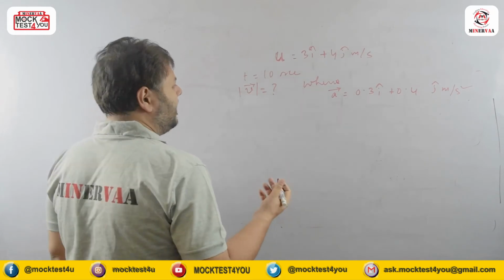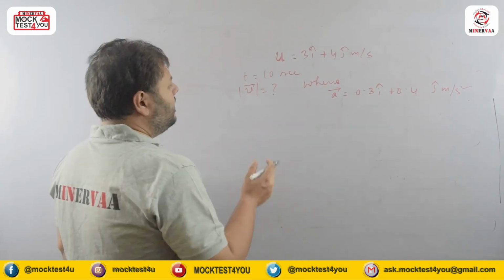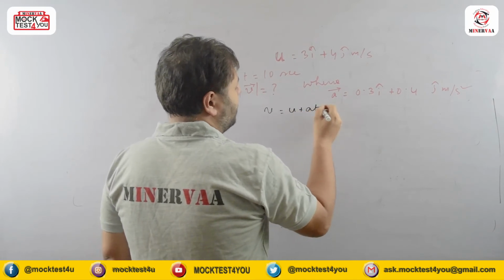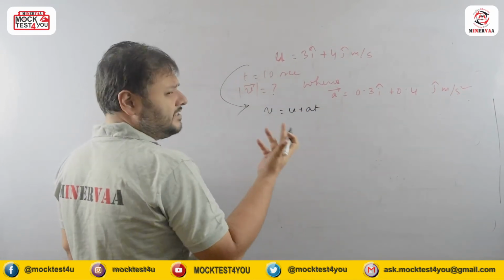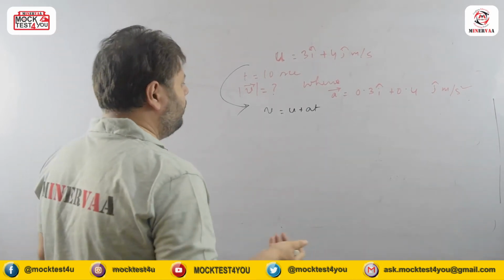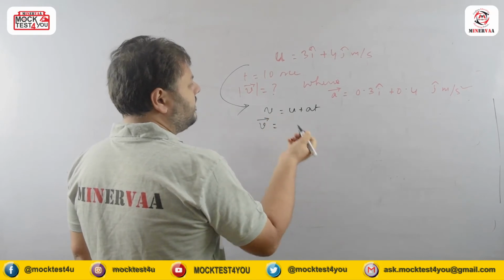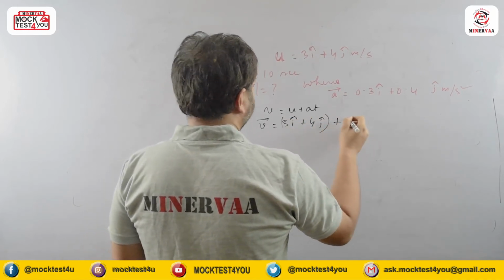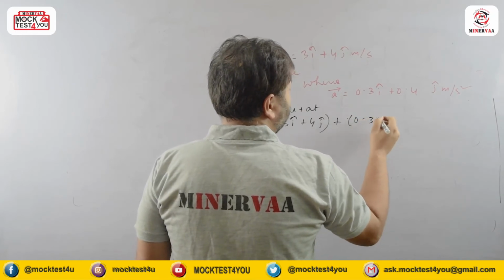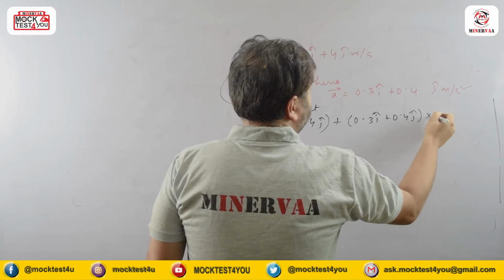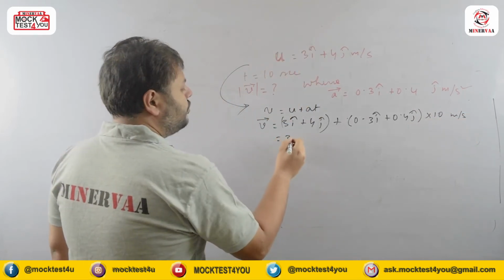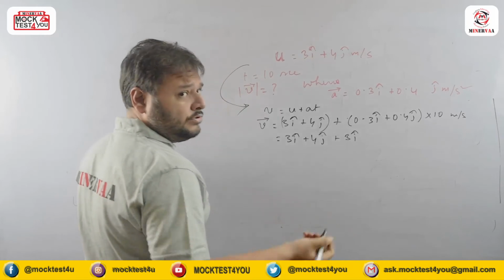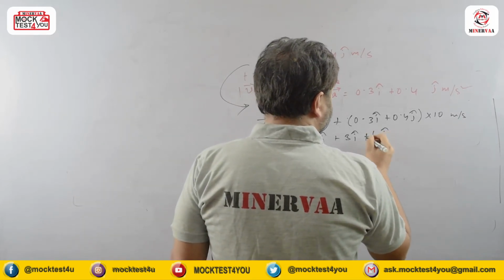Now the important thing for this kind of problem is that we know the formula v equals u plus at. Here no calculus, nothing is needed. It looks like a very difficult problem, but it's so easy. If I go for simple vector representation, u is 3i plus 4j cap plus at, where a is 0.3i cap plus 0.4j cap, into 10, meter per second. So it is 3i cap, and obviously plus 4j cap, again 3i cap, because 10 into 0.3 is 3, plus 4j cap meter per second.